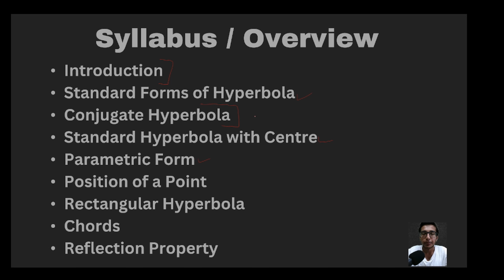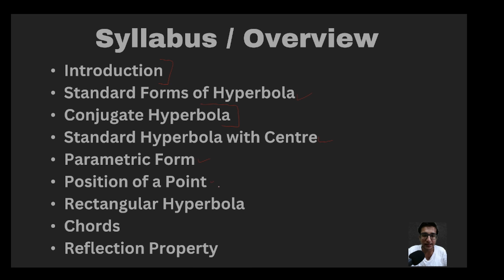Again, the introduction part, where we'll look into what is a hyperbola, how do we draw it, and what are its locus and its properties. Then we will look into the standard forms and its parametric form. After that, we'll look into what conjugate hyperbolas are. Now this is a new term. Hyperbolas which are vertical and horizontal are together known as conjugate hyperbolas. So we will look into that as well.